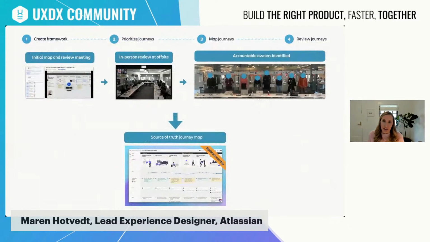And so in the end, our process wasn't quite what we had imagined, but we were able to feed the information from the offsite back into the source of truth journey map. And now going forward, we can use journey reviews to show the impact each of these teams is having on the end-to-end journey.